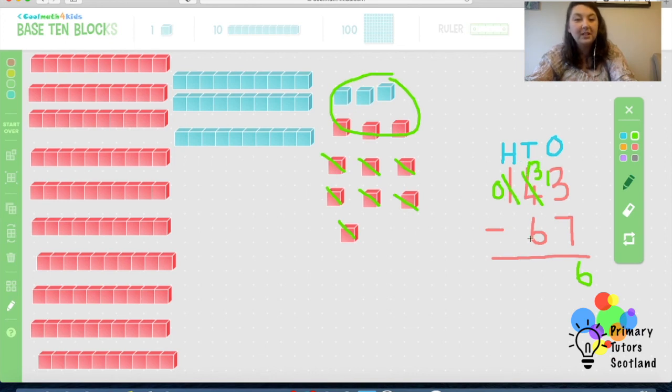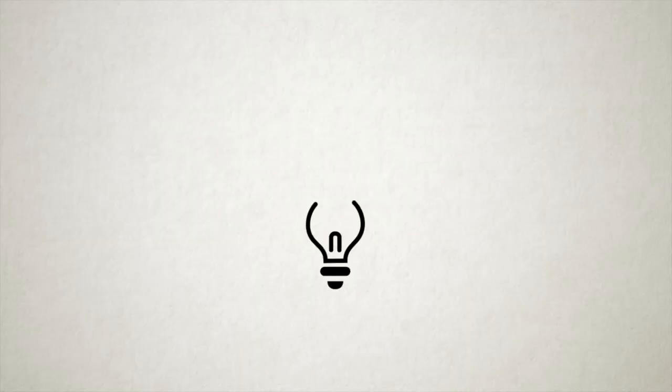So it's 13 take away 6 now. So let's do that. We're going to cross out 1, 2, 3, 4, 5, and 6. So how many do we have left? 1, 2, 3, 4, 5, 6, 7. There are 7 left. And I've got nothing left to do in the hundreds column because I don't have any hundreds left. So 143 take away 67 is 76.